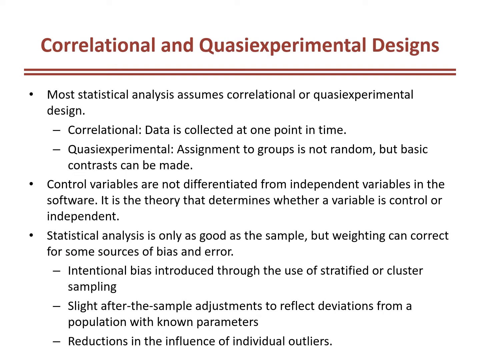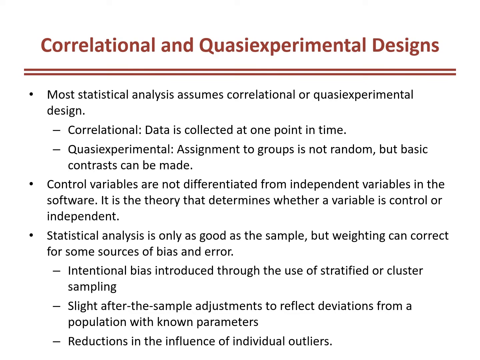In reality, a large portion of research in the social sciences is not experimental in nature. Most statistical analyses assume correlational or quasi-experimental designs. Correlation designs are those in which the data is collected at one point in time. An example is a survey, where we ask your opinion about matters and also certain socio-demographic characteristics. We then correlate your opinions with your socioeconomic characteristics at that particular point in time.